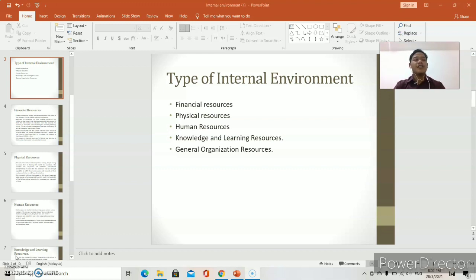For the knowledge and learning resource, knowledge resources are the containers that store the explicit knowledge for sharing purposes. Examples of learning resources are objects, articles, books, and so on. For the last, general organization resources are all assets that are available to a firm for use during the production process. There are four types of organization resources, called human, monetary, raw material, and capital.